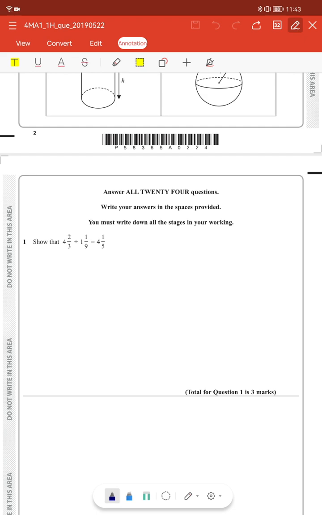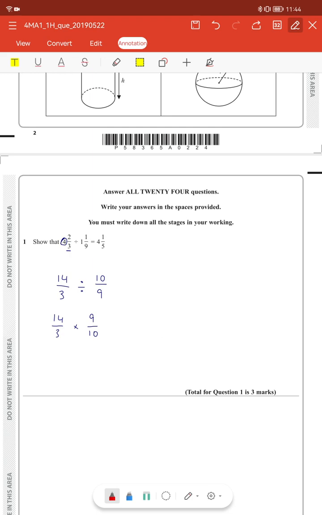So the first thing we're going to do is change these fractions into top-heavy fractions. And remember, to do that, we times the 4 by the 3 and add the 2. So we're going to get 14 over 3 divided by, we do the same thing, 1 times 9 and add the 1, 10 over 9. When we are dividing fractions, we turn it into a multiply and flip the second fraction. And now we can quite easily do these.